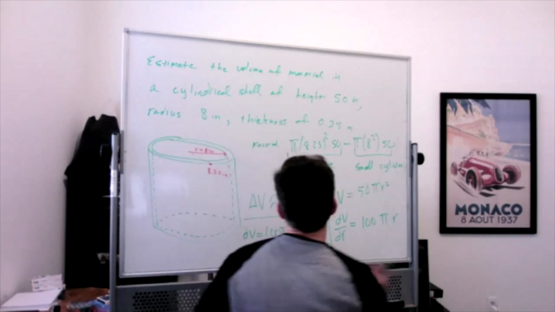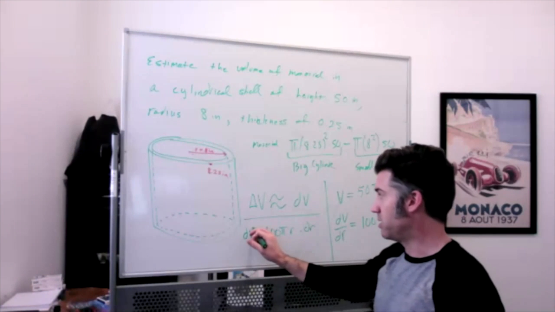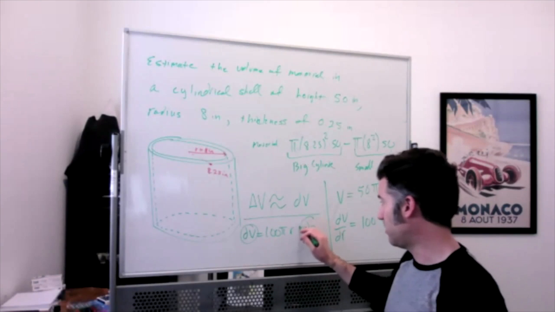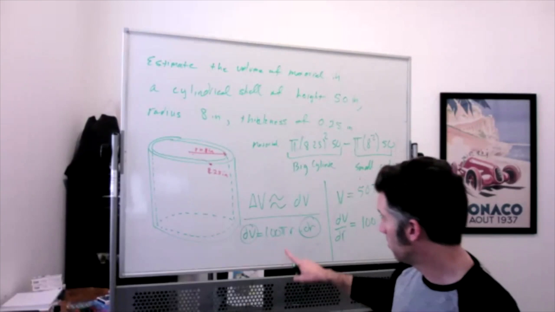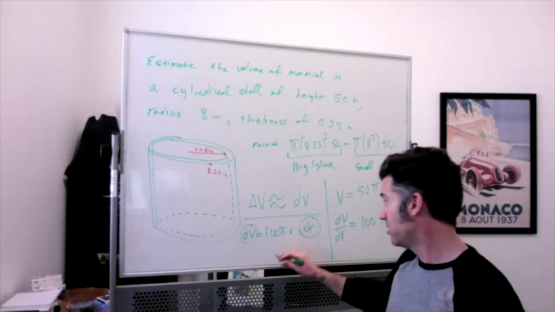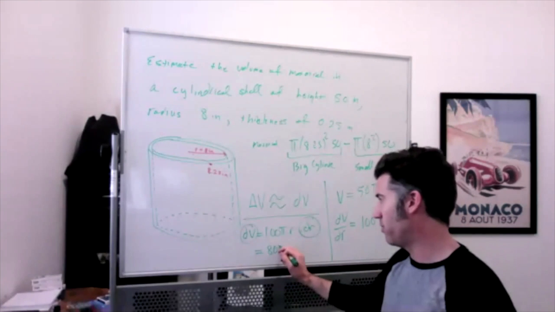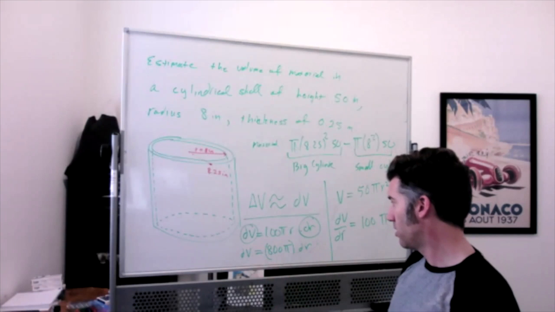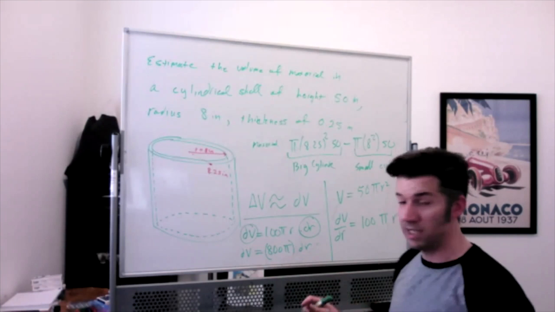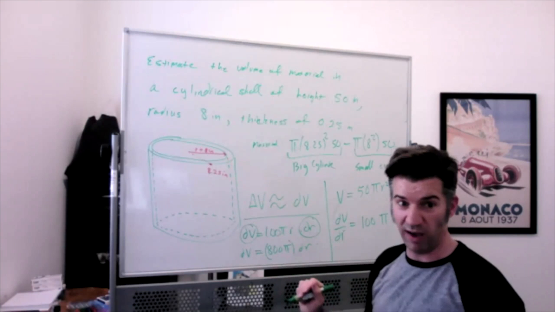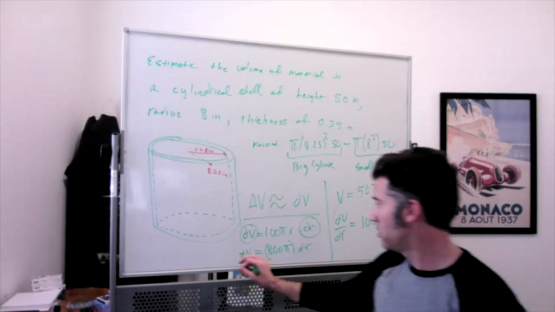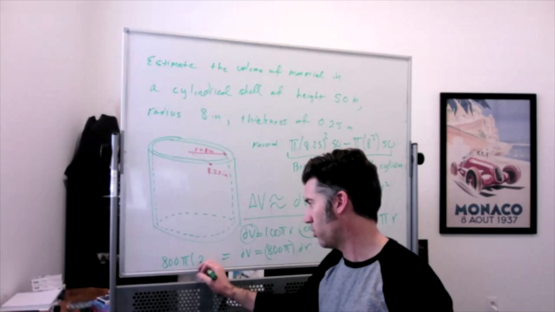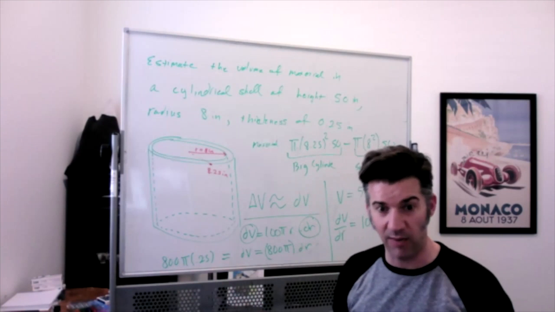So what I really should be saying is this. The approximate change in volume is equal to 100 pi times the radius times the approximate change in radius. My radius was 8 inches, so this is going to be 800 pi times dr. The dr here is the change in the radius, which is 0.25 inches. So that's equal to 800 pi times 0.25, which is 1/4 of 800 pi, which is 200 pi.